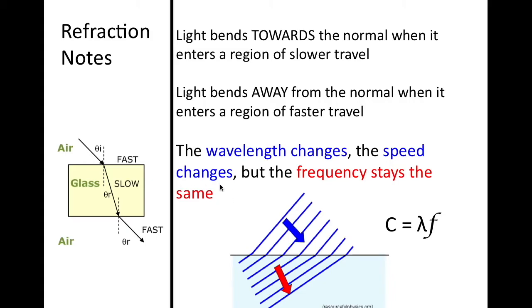Another thing to note is that the wavelength changes, the speed changes, but the frequency stays the same. And this is denoted by the wave speed equation c equaling lambda f. Remember that the number of waves that enter a medium equals the number of waves that exit in 1 second. Thus, the time factor, the frequency, must be constant. If frequency cannot change, then the only other thing that can alter is the wavelength. Because speed is changing, lambda has to change because frequency is staying the same.